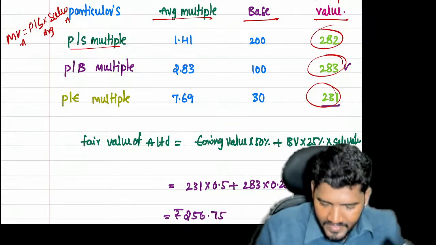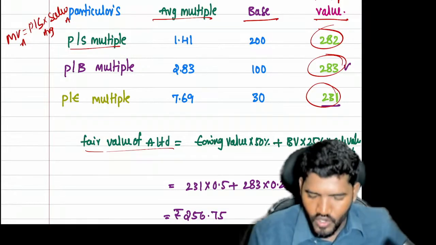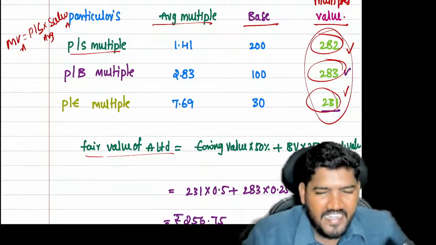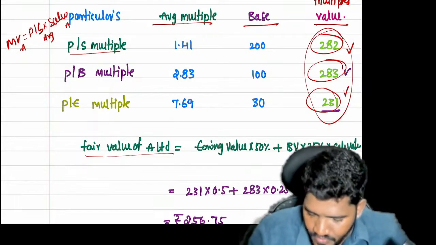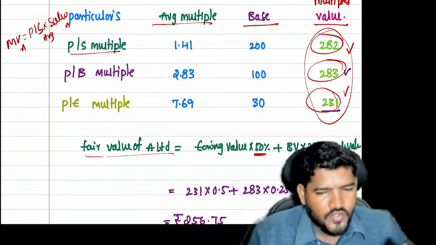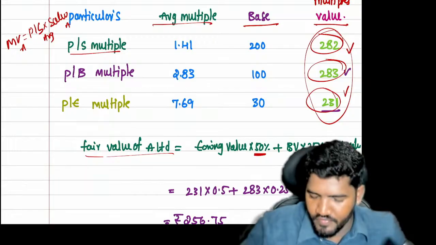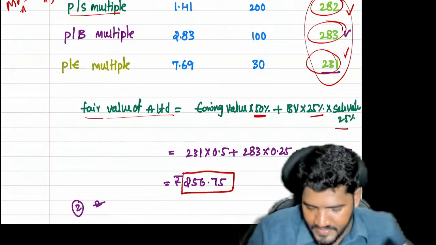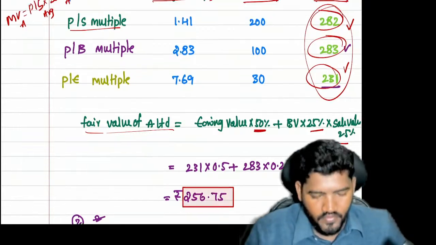Now they're saying that the fair value of A Limited equals, don't take the highest value or the lowest value, consider the weighted average value. For earnings 50%, the remaining two values 50%, which means 25% and 25%. So 256.75 lakhs. Guys, does anyone have a doubt regarding this?